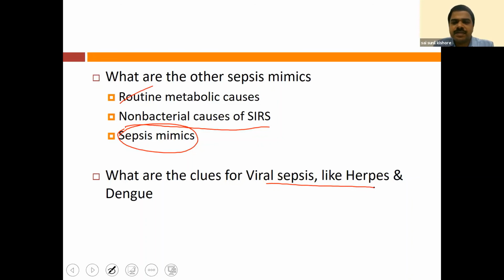So herpes sepsis. Some of the clues are that the baby might be having vesicles on the skin, eye, as well as mucosal membranes, but they may not be there also. So what I'm trying to say is, under the umbrella of sepsis, we may miss many other common differential diagnoses. These are also not so uncommon. You need to think of inborn errors, you need to think of routine metabolic causes, you need to think of non-bacterial causes of sepsis also.